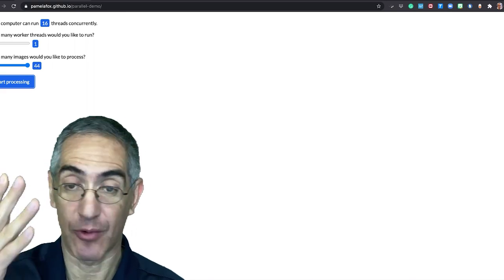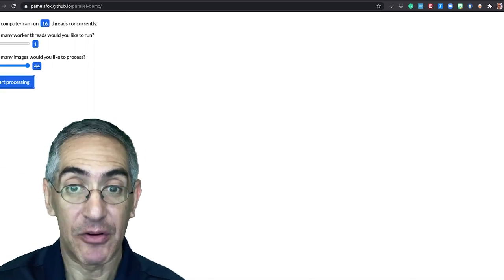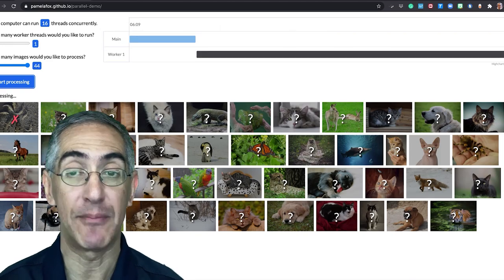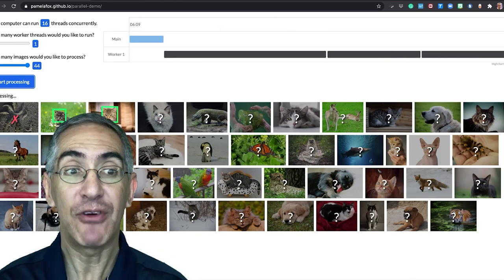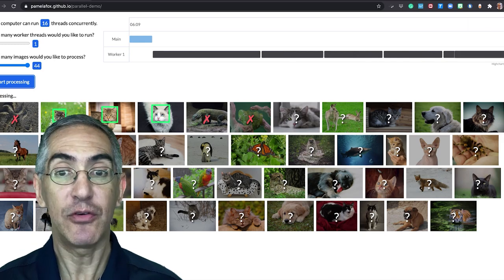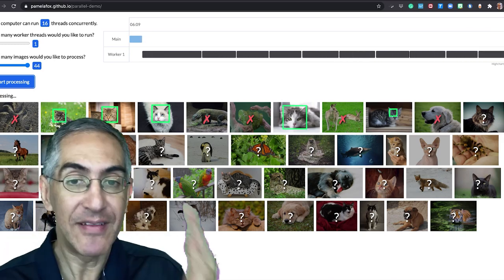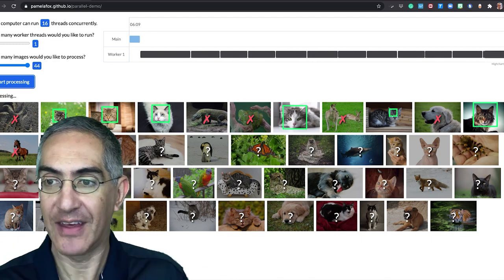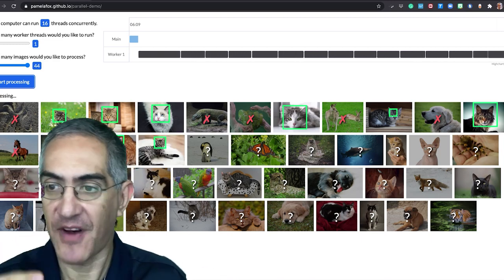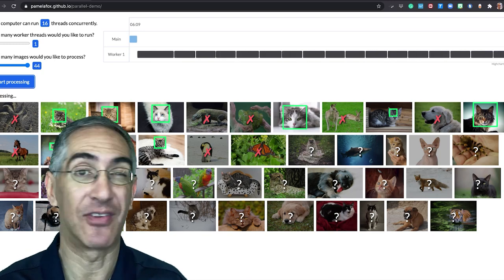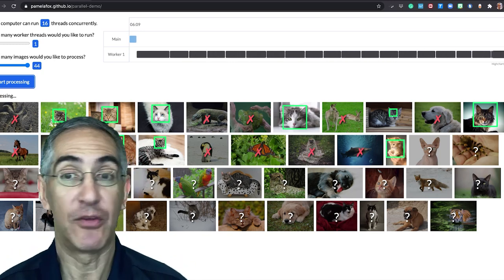Here we go. It says I can run 16 of these at once, but I'm only going to use one. Now let's try it. Okay, here's all my pictures. It might not be perfect. Every time you see a green square, that means it found a cat. Every time it says an X, it doesn't find one. It's not perfect. There's a picture of a fox in here, and it actually thinks it's a cat when it's not. So again, we're trying our best, and there's only one worker bee.